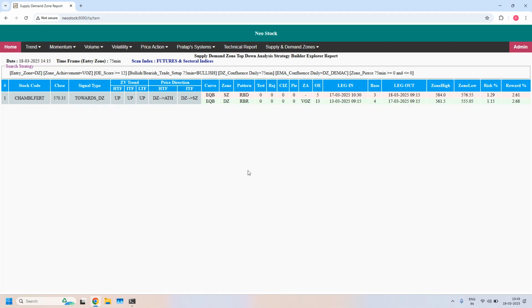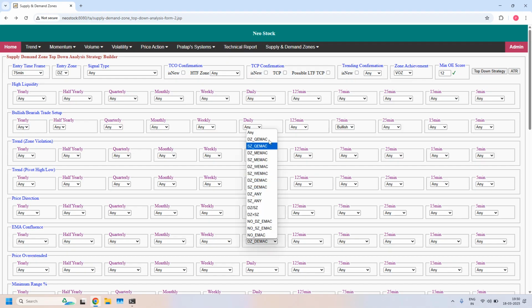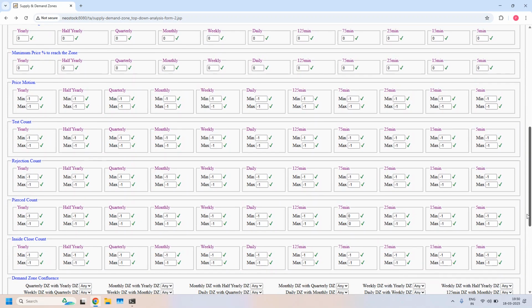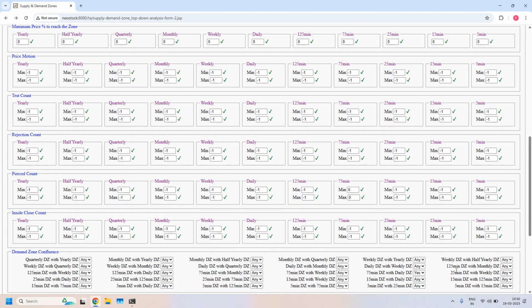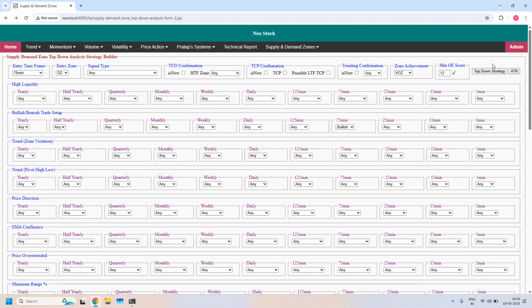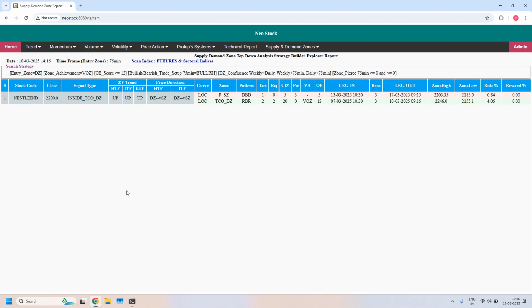Next, we will look into LTF, ITF and even HTF demand zone confluence supported stocks. That is 75 minutes, daily and weekly demand zone confluence. Remove EMA filter. In the demand zone confluence, we should set 3 filters. First filter is already enabled. Next, 75 minutes with weekly demand zone confluence. Next, daily demand zone with weekly demand zone confluence. With all the 3 filters, we got 1 stock.